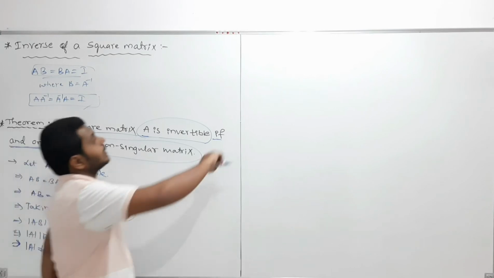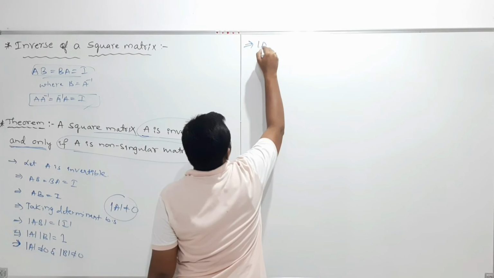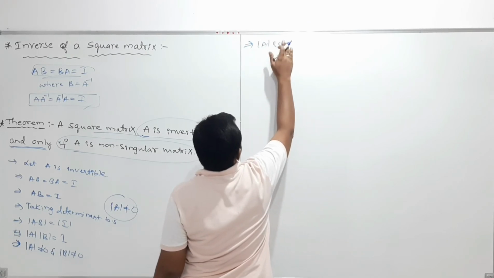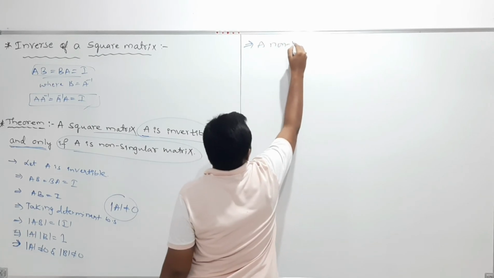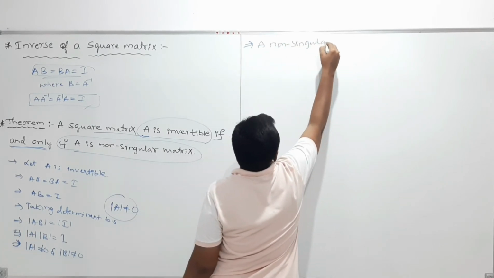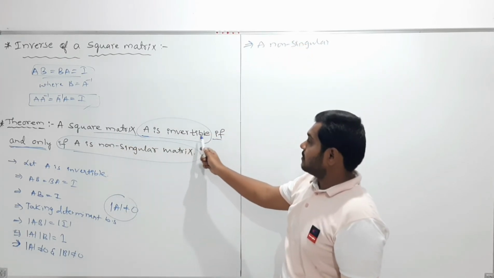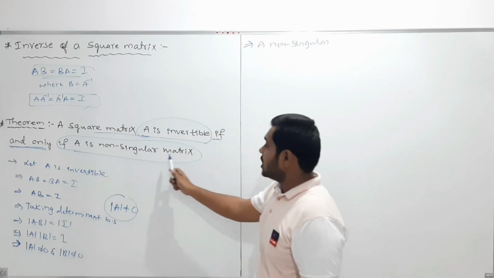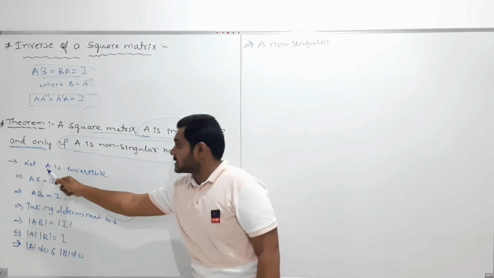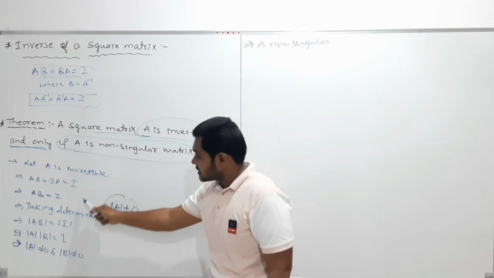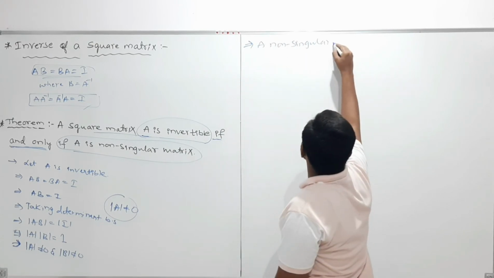So from this I can write that determinant of A is not equal to 0. What does it indicate? This indicates that A is non-singular. So what is my aim? A square matrix A is invertible if and only if A is a non-singular matrix. So first I consider the first part: let us consider A is invertible. After considering this, I proved that A is a non-singular matrix. Clear?